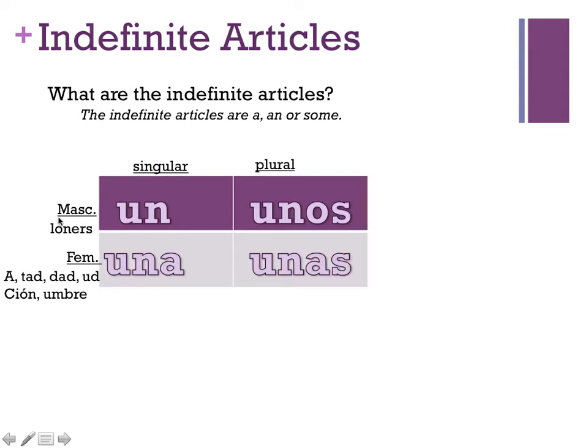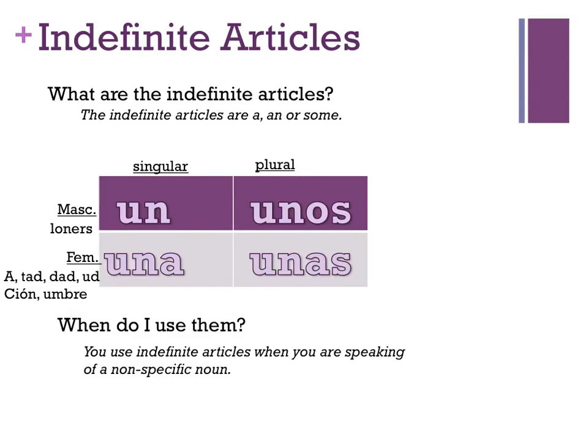The way that we can tell if they're masculine are loners, and the way that we can tell if they're feminine are atadad, ud, sion, and umbre. Say with me. When do we use indefinite articles? You use indefinite articles when you are speaking of a non-specific noun, something that's not specific.